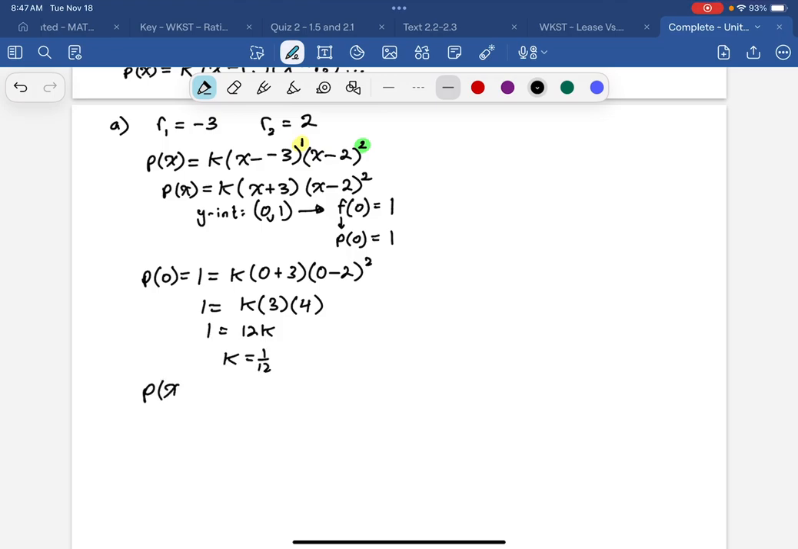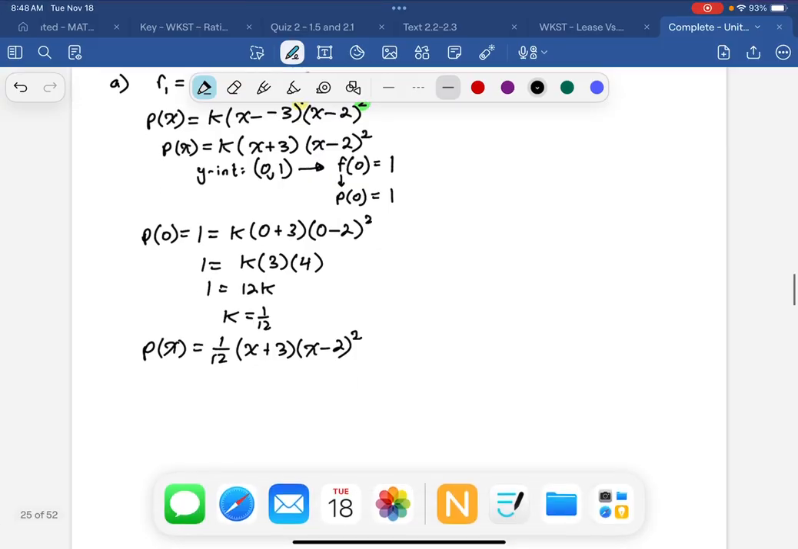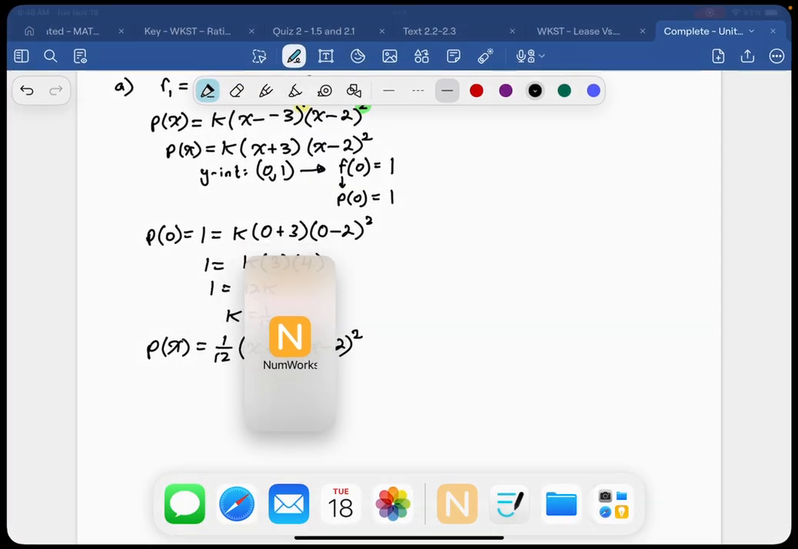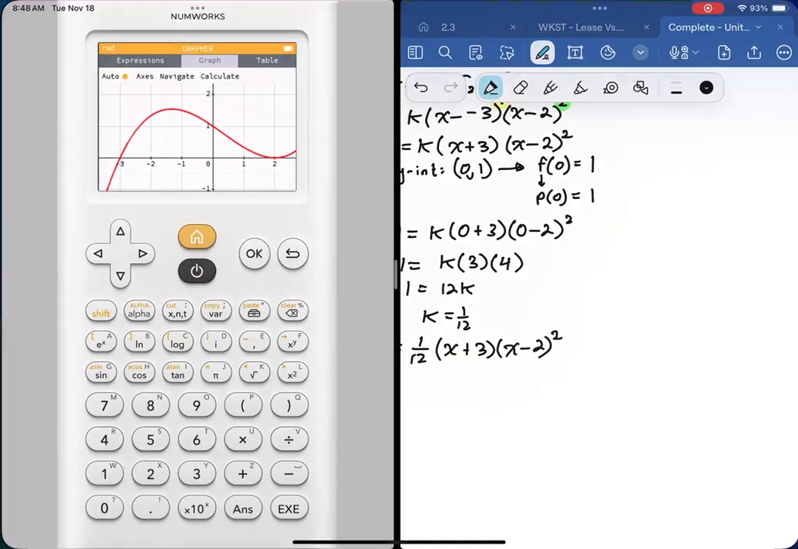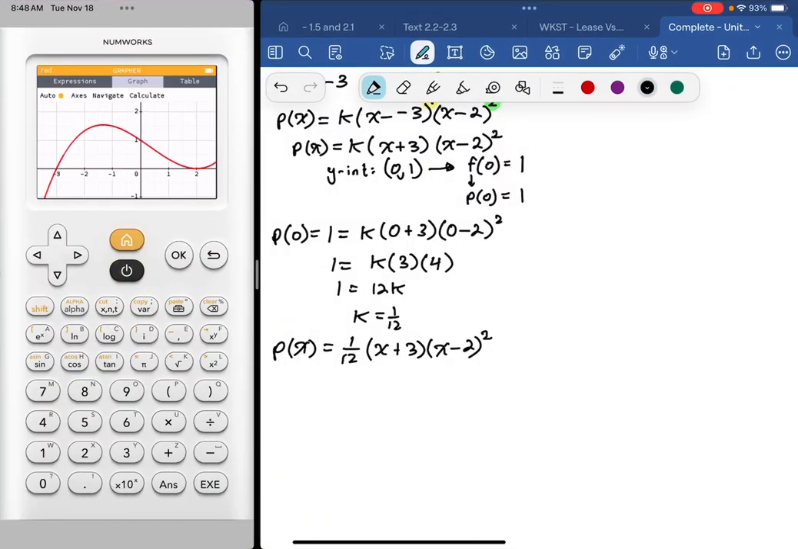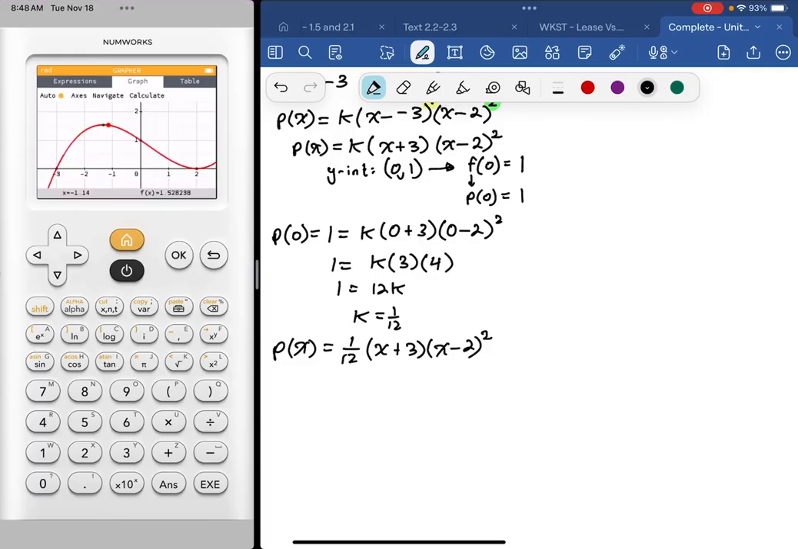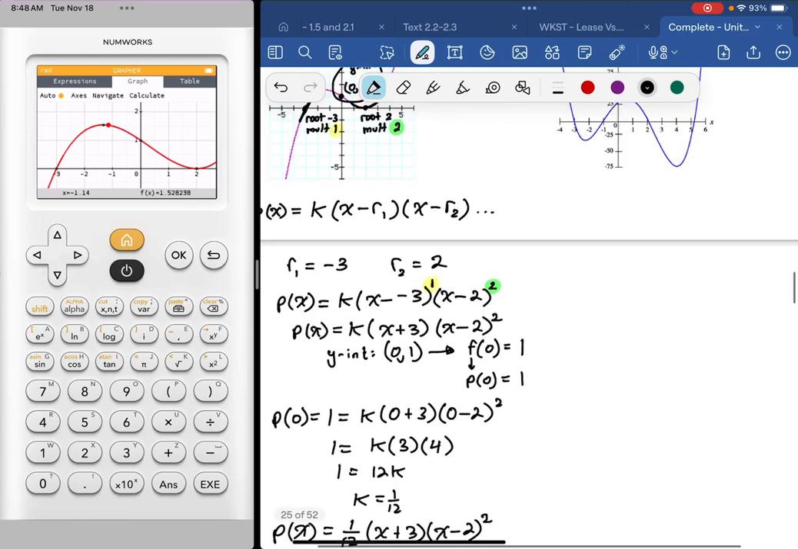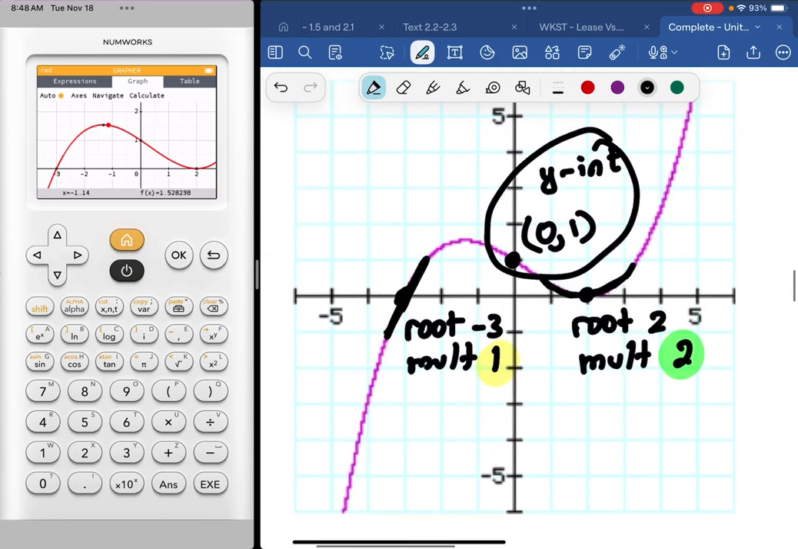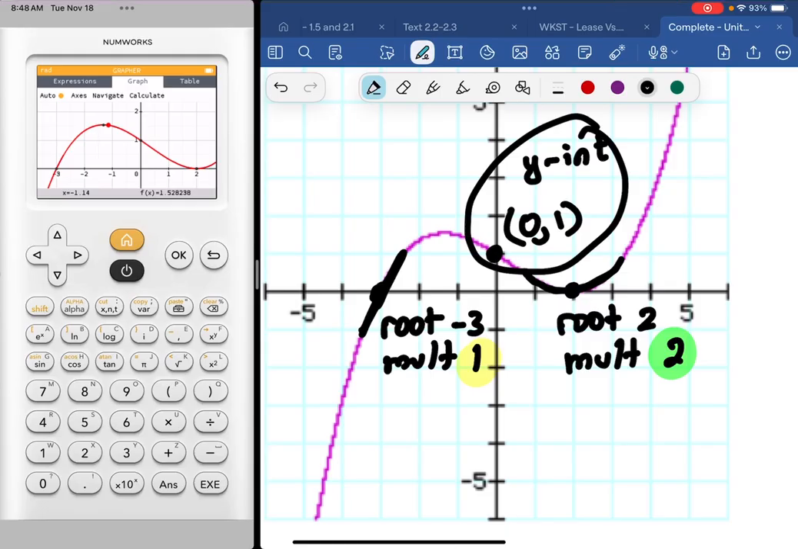So my p of x is going to be 1/12 times (x plus 3) times (x minus 2) squared. Now, before I distribute all this out, I'm going to have a look on the NumWorks. I took the liberty of already putting the function in: 1/12 (x plus 3)(x minus 2) squared. Have a look at it. It's not going to look exactly the same, but it'll have the same structure and shape. We're really just looking for the important points.